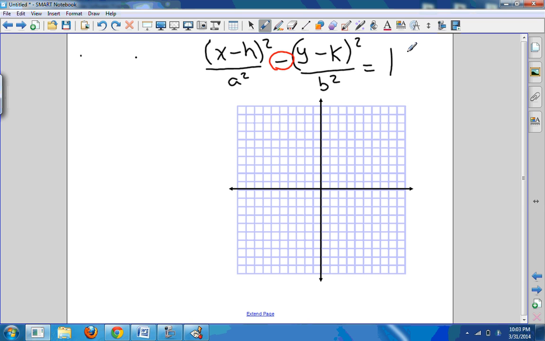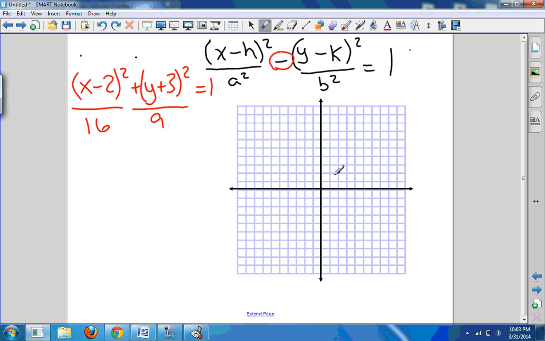So graphing a hyperbola is pretty easy. We have a center of (h, k), and this a and b are going to be like our axes in the last lesson on the ellipse. So let's dig right in and look at an example here. If I have something like (x minus 2) squared over 16 minus (y plus 3) squared over 9 equals 1.